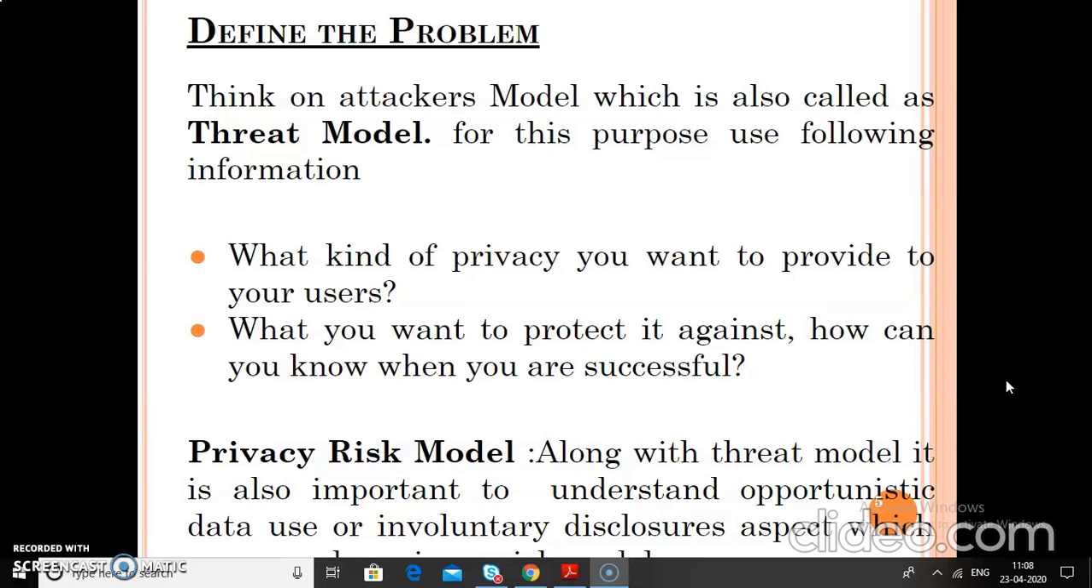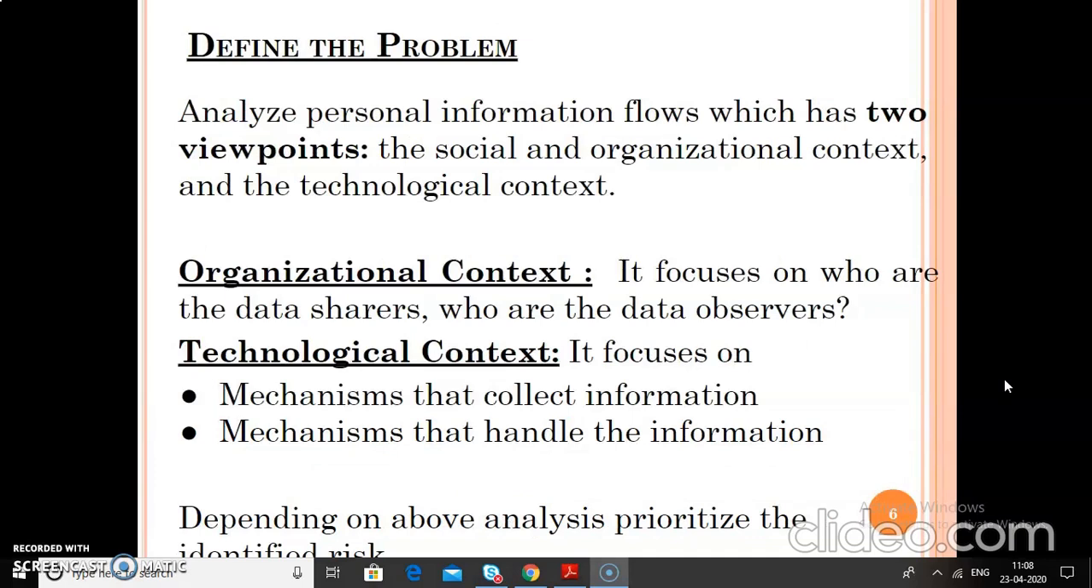The privacy risk model is different than the threat model. Privacy risk model mainly focuses on disclosing and sharing the information. While disclosing or sharing the information, privacy may get affected, and this risk associated with this processing is described in privacy risk model. Now in defining the problem, we have to also focus on information flow.